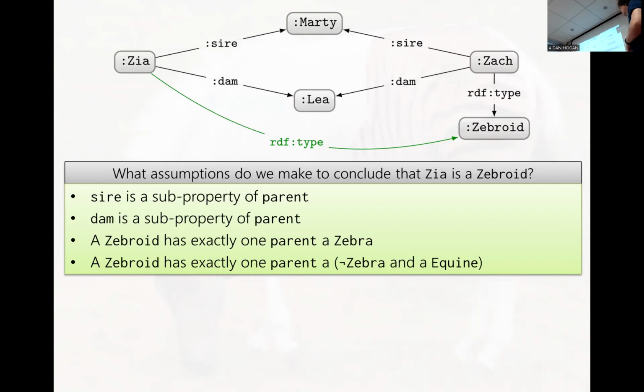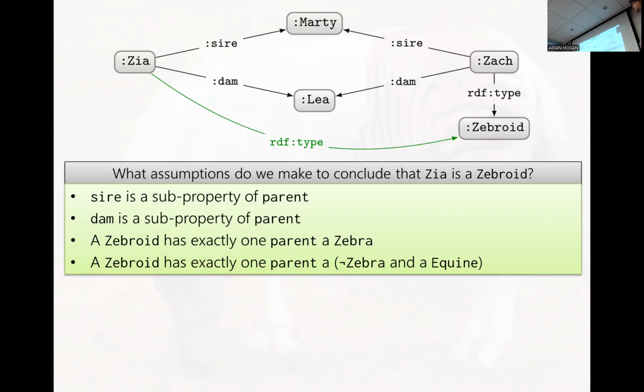Okay. And we also have that a zebroid has exactly one parent, a not zebra, and an equine. So what does that mean? It means probably one of Marty or Leah are non-zebra equines. Yeah, we don't know which one. We don't know which one is the zebra here, right? Intuitively, we also don't know that. However, there's a couple of other cases that we have to consider.